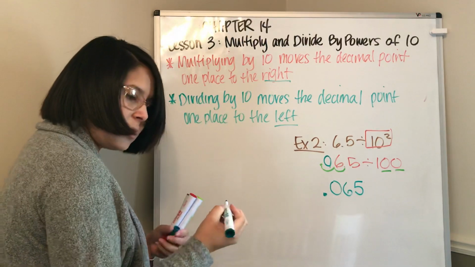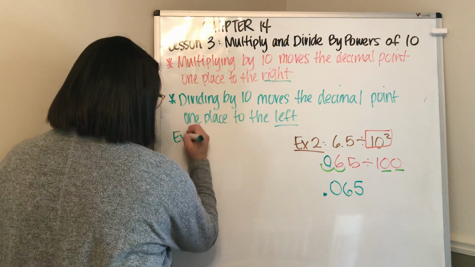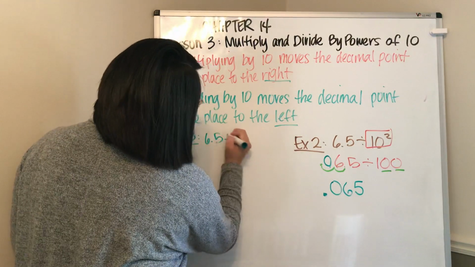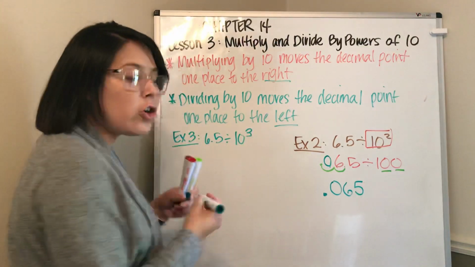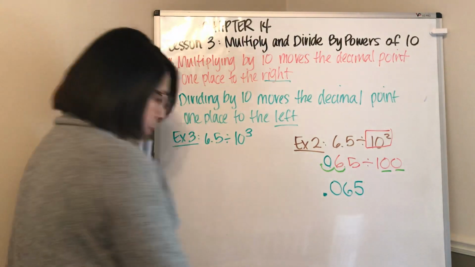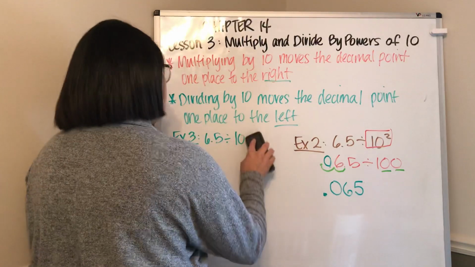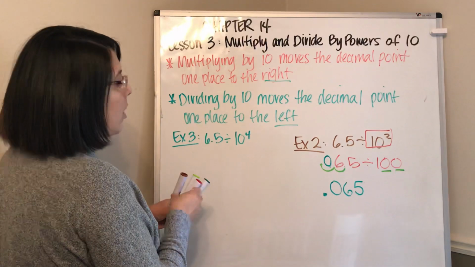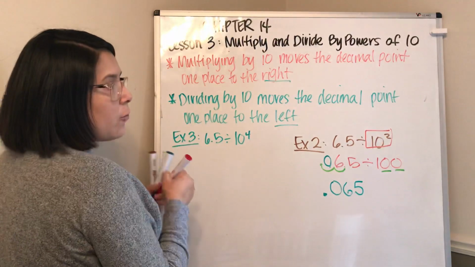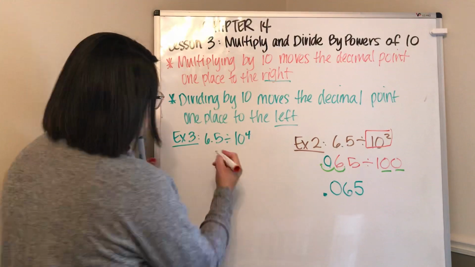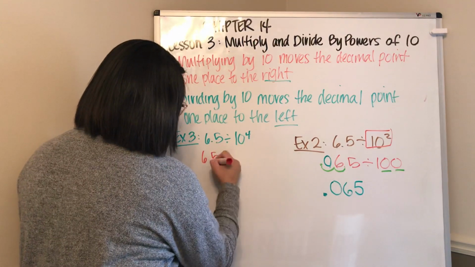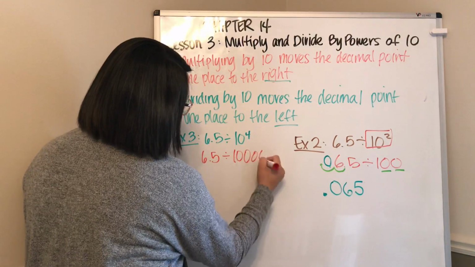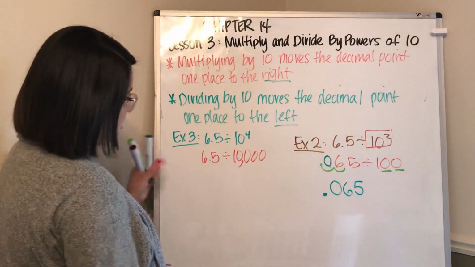Okay, I'm going to do one more example over here. Okay, now let's do example 3, which is 6.5 divided by 10 to the third power. Fourth power. Let's skip it and do fourth power. To the fourth power. Okay, so the first thing is we need to figure out what is 10 to the fourth power. Fourth power means that there's 4 zeros. So according to our chart, it's 1 with 4 zeros, which is 10,000.